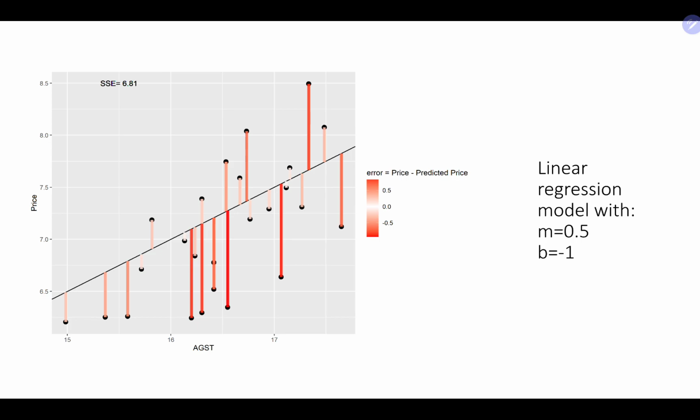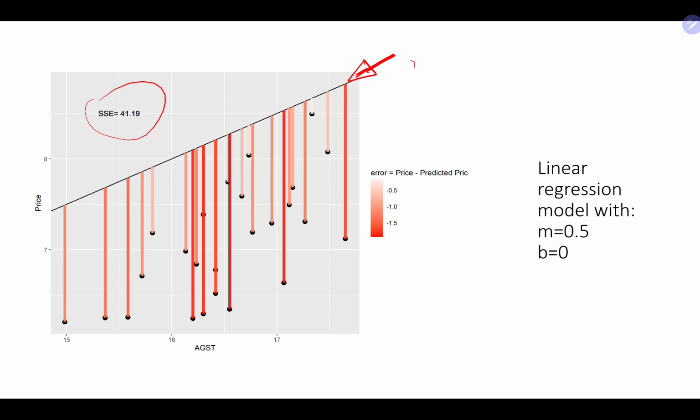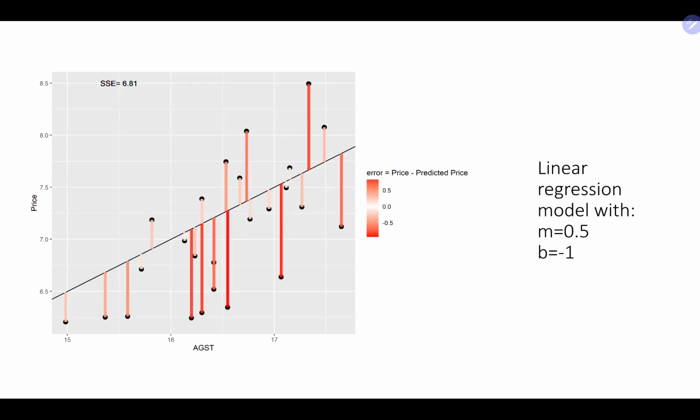Indeed, if I draw this line, I also show what slope and intercept values I'm using. In this case, B is the intercept, and M, 0.5, is the slope. So this model is 0.5 times X plus B, which is 0. X in this case is AGST, so 0.5 times AGST plus 0 is this model. And the model here is 0.5 times AGST minus 1, because B is minus 1. So we got better now. Our SSE has gone down to 6.81, good.